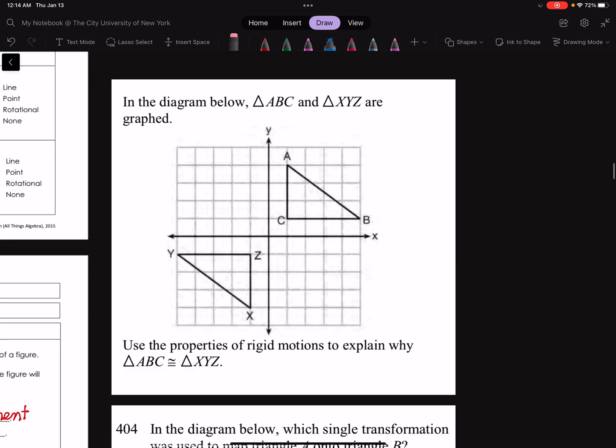First one, this is a student response question. It tells, in the diagram, triangle ABC and triangle XYZ are graphed. All right. You can go back to the formula and see what is happening. Okay. So you can see this point is here.